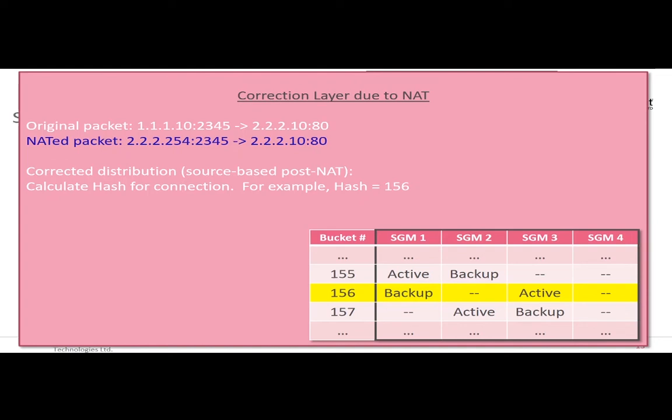So the original packet comes from 1.1.1.10. NATed traffic is going to be coming from 2.2.2.254. And according to the distribution mode that's active, the NATed packets will be handled by Security Gateway Module 3. So Security Gateway Module 1, which is active for the original connection, the original packets, must also synchronize connection details to Security Gateway Module 3, which will be active for the NATed traffic.